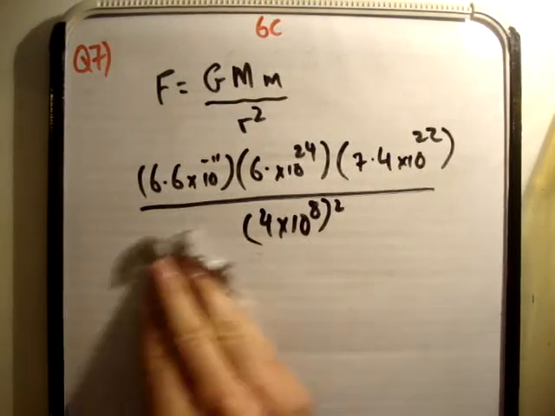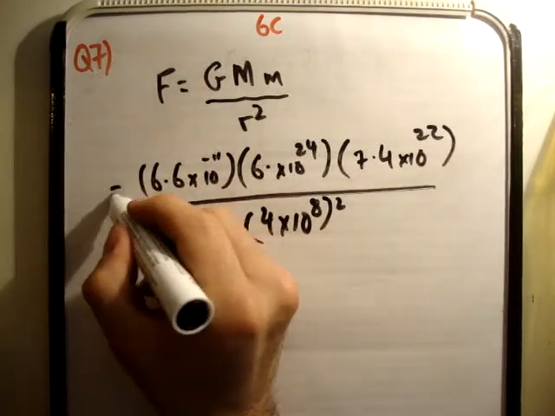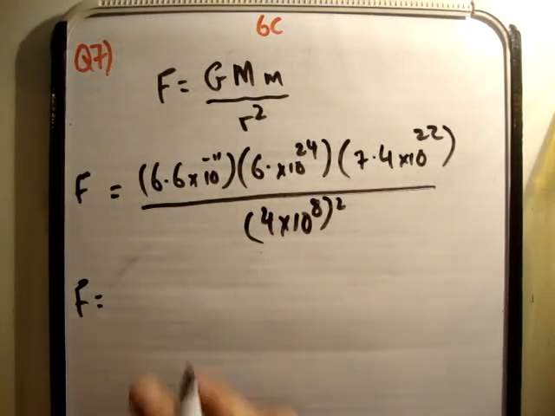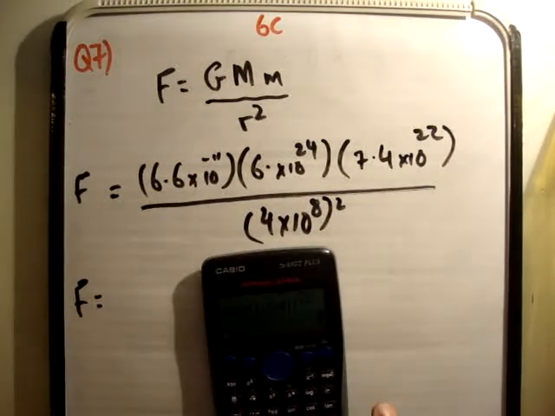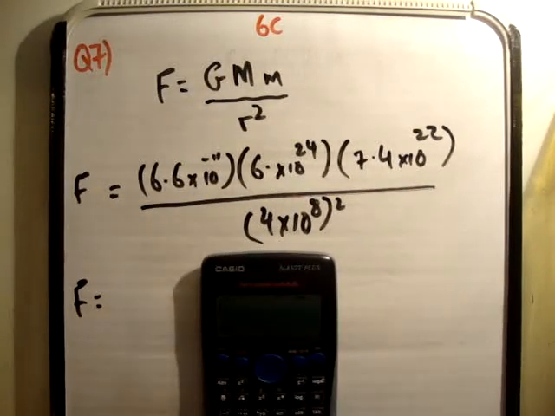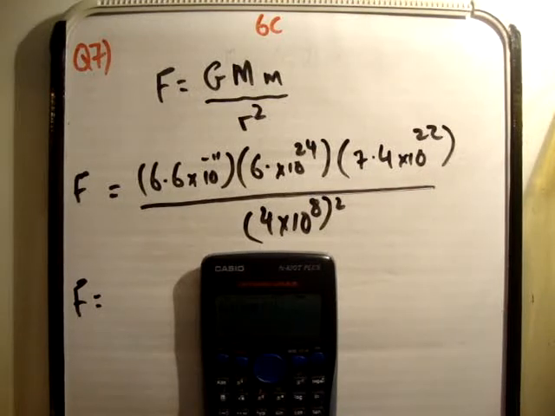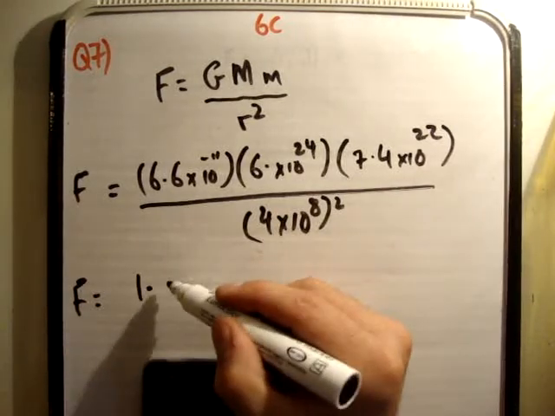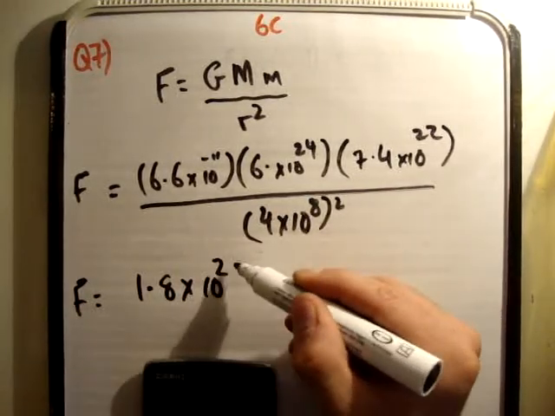Alright, that is the force that the moon exerts on the Earth, or the force that the Earth exerts on the moon, it's the same thing. So let's just plug this into the calculator and see what happens. 6.67 times 10 to the minus 11. Multiply that by 6 times 10 to the 24. Multiply that by 7.4 times 10 to the 22. Divide the whole thing by 4 times 10 to the 8 all squared, giving an answer of 1.8 times 10 to the 20 newtons.